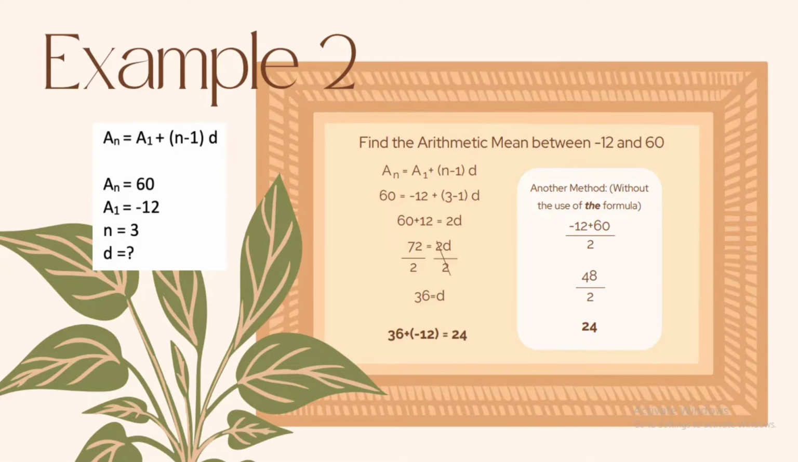Again, this is the easier method. I like to think it's shorter. So you're just going to add the first and the last term. We have negative 12 plus 60. And you are going to be dividing that by 2. So 48 over 2, that's 24. Same answer you get from the first method.